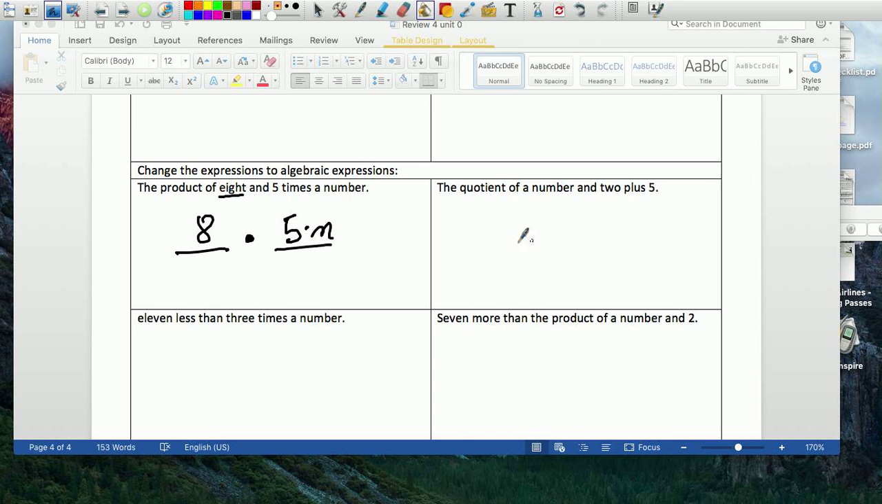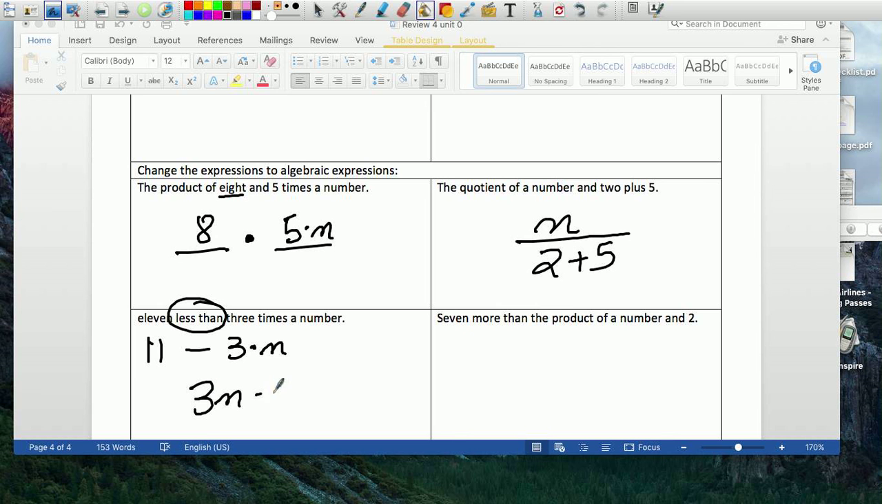Quotient means division. Here's my division bar. Of a number. And what's the other part? 2 plus 5. Or I just could have written 7, right? I don't know why I did that. Sorry. 11 less than 3 times a number. Less than, right? So 3n minus 11.